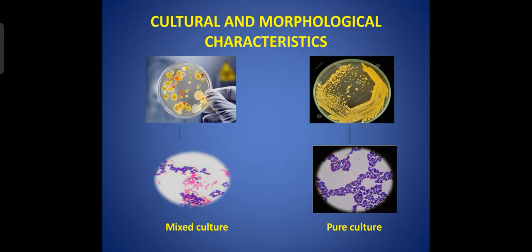Cultural and morphological characteristics of mixed and pure culture. You can see the differences in the image. Mixed culture colonies on a petri plate and pure culture colony on a petri plate, and the lower one is the microscopic field of the organism.